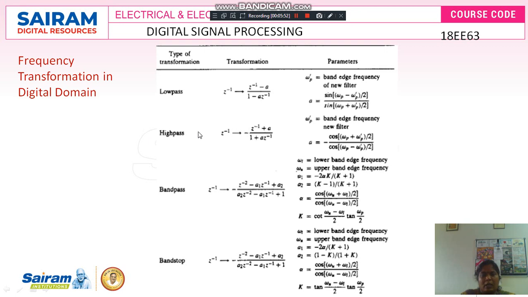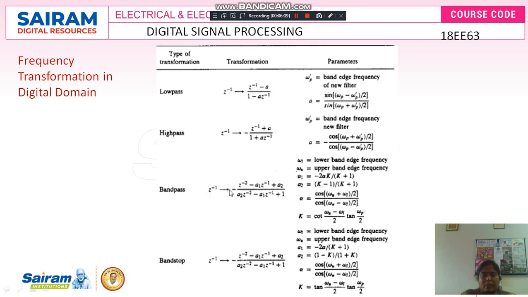And if you want to transform from low pass to high pass, or high pass to high pass, in the digital domain, the z inverse will be replaced by (z inverse plus a) divided by (1 plus a into z inverse), and the parameter will be given by omega L. This is for band pass.